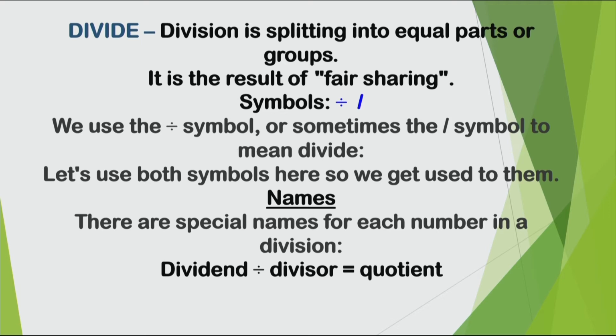There are special names for each number in a division. There is the dividend, then there's the sign of division, and then you've got the divisor, and the answer you get is called the quotient.